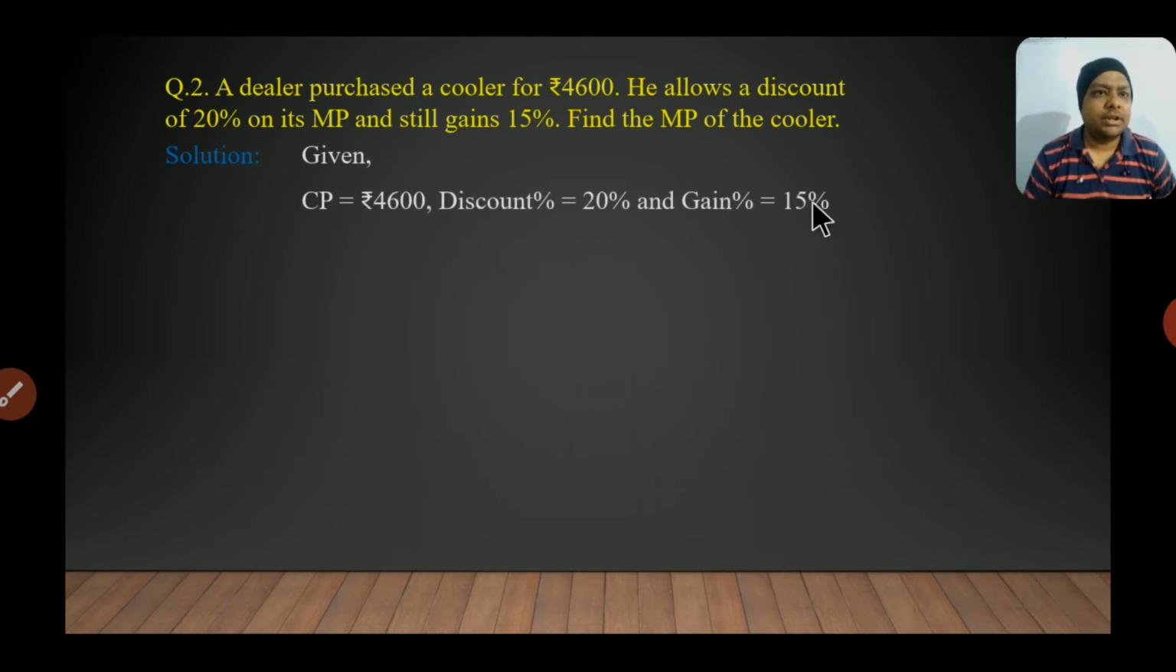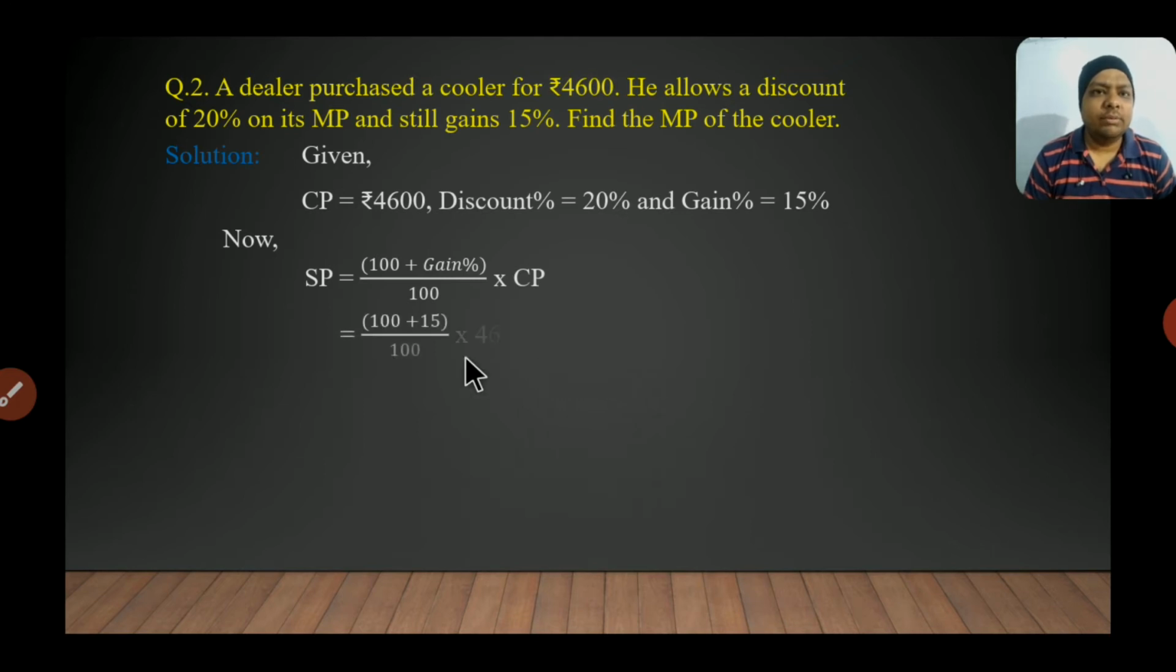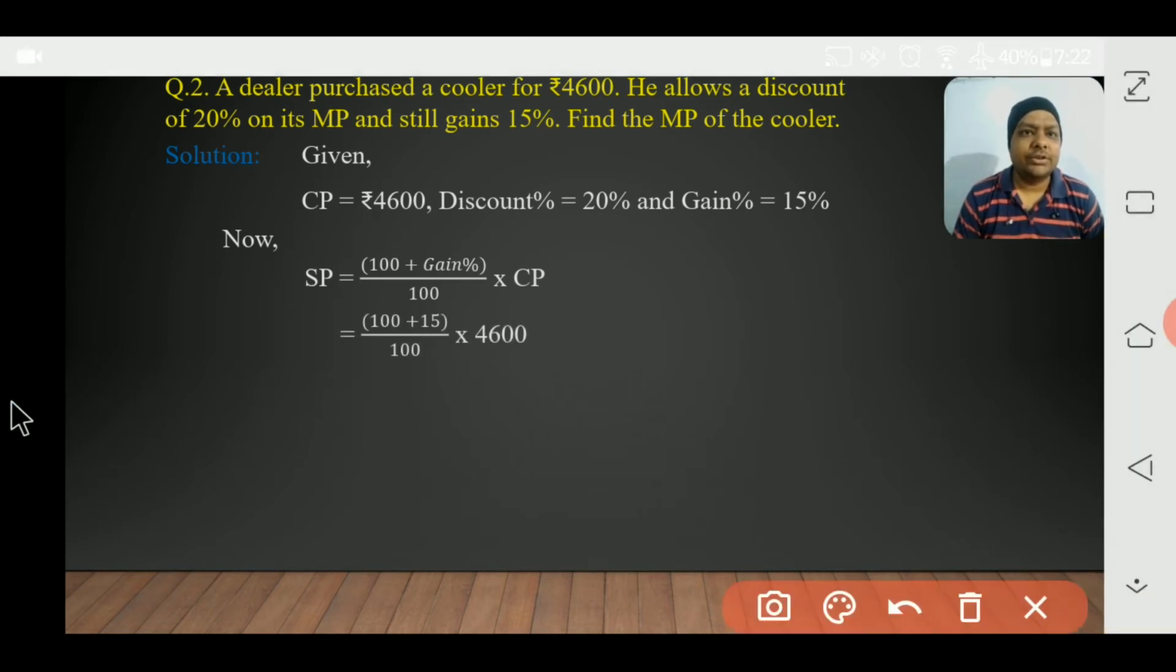CP, discount percent, gain percent, everything we will write. After that, we can apply the formula of SP, that is (100 plus gain percent) by 100 into CP. So it will be what? (100 plus 15) by 100 into 4600. Now the 20s will cancel. Then what is left? 100 plus 15, 115 into 46.